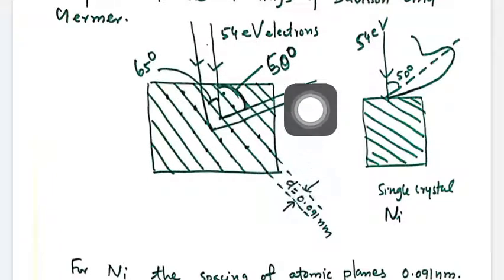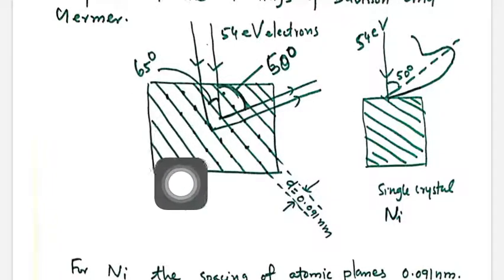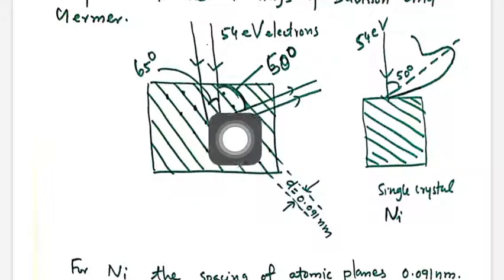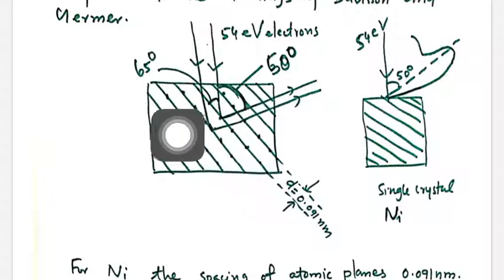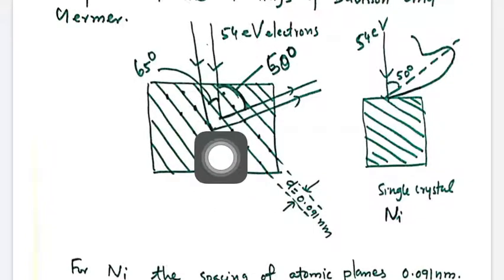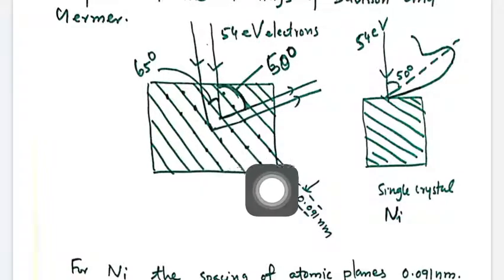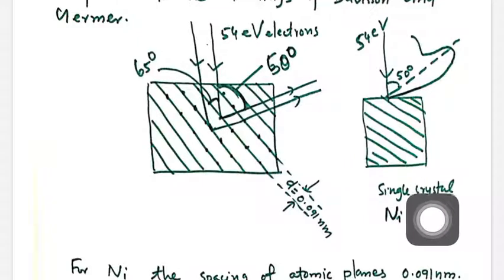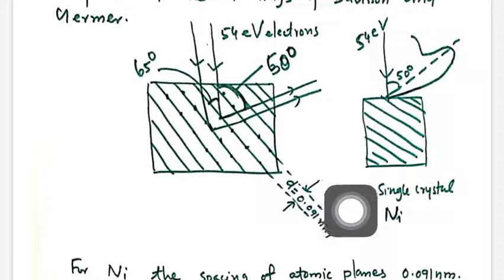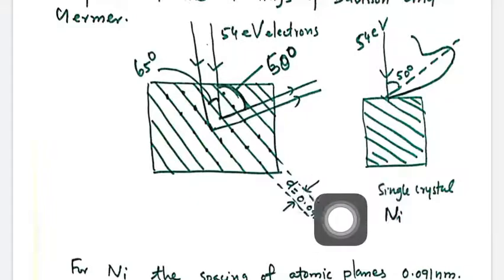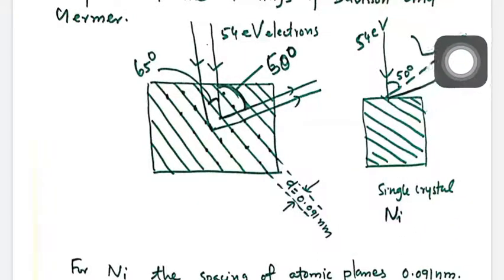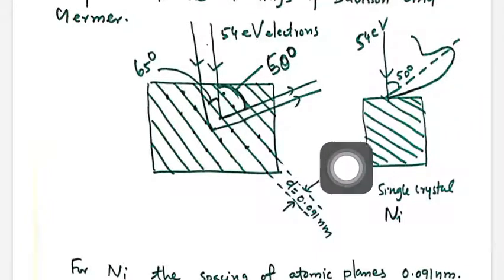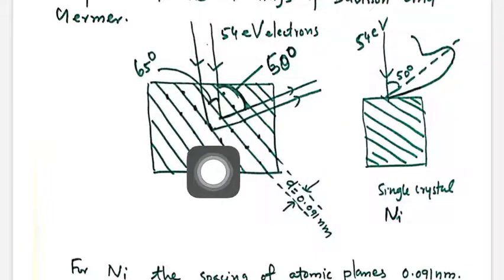Then angle 65, that is the angle between the plane and the incident beam. The Bragg plane, the crystal plane, and the incident beam, that is 65 degree. So this is the situation here. A 54 electron volt electron beam comes in, and we get maximum intensity at an angle of 50 degree, which corresponds to an angle of incidence 65 degree.